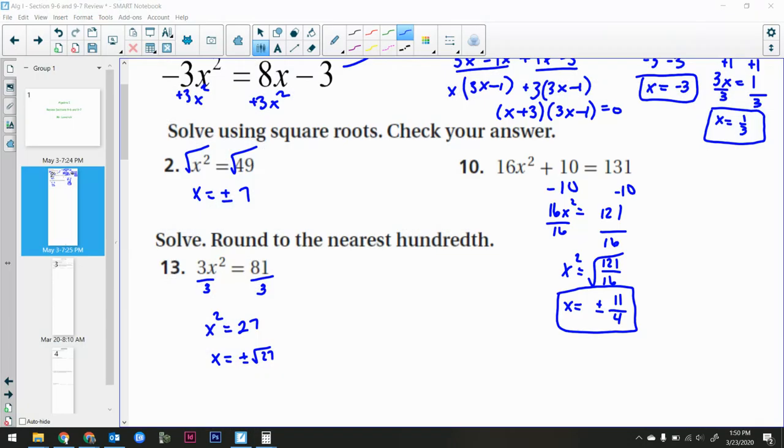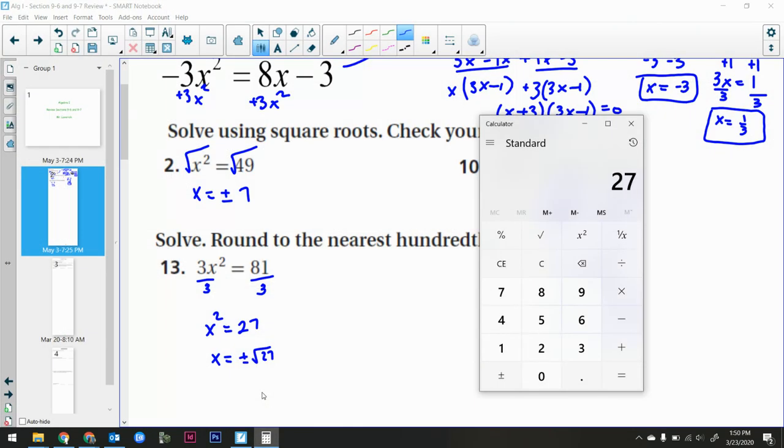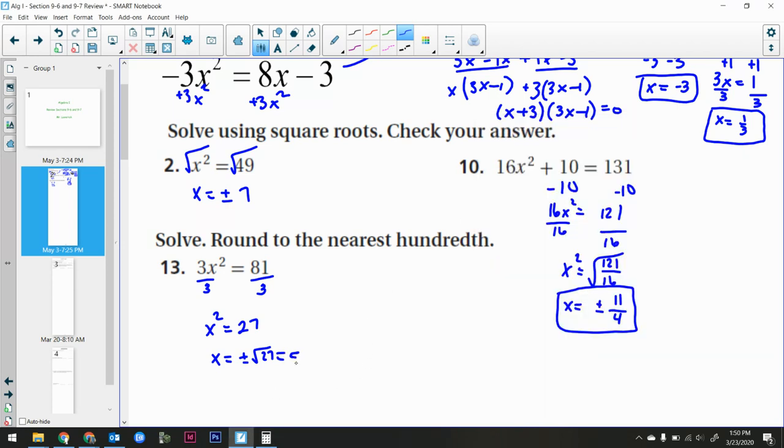And I say 27. Oops. Please. Well, we've got 3 calculators up apparently. I take 27. I find the square root of that. And it's 5.19 or 5.20 if I wanted to round to the nearest hundredth like it tells me to. Right, I would go here, 5 above, give it a shove. Well, that makes that a 0, so 5.20. Oops, I forgot my plus or minus. Plus or minus 5.20.